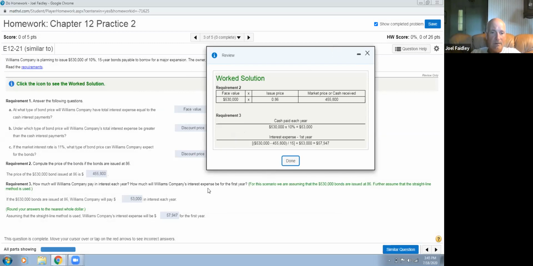All right. How much would Williams pay in interest each year? $530,000 bonds, $53,000 in interest. That's 530,000 times 10%, which is the cash pay, but the interest expense, again, is your plug number. Don't forget that, it's your plug number. So 530,000 minus 455.8 divided by 15 plus 53,000, 57,947 for the year.